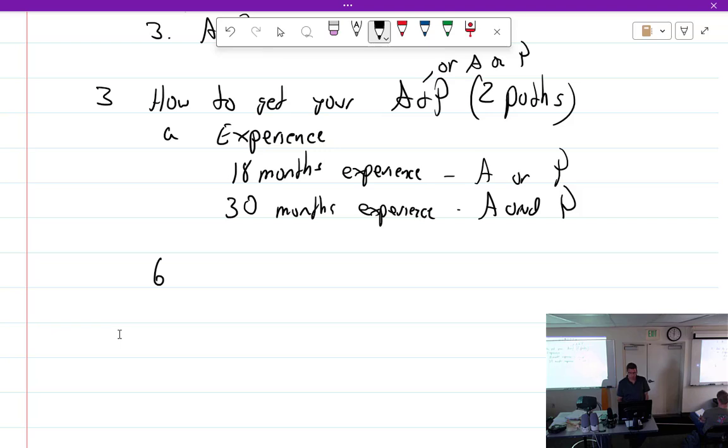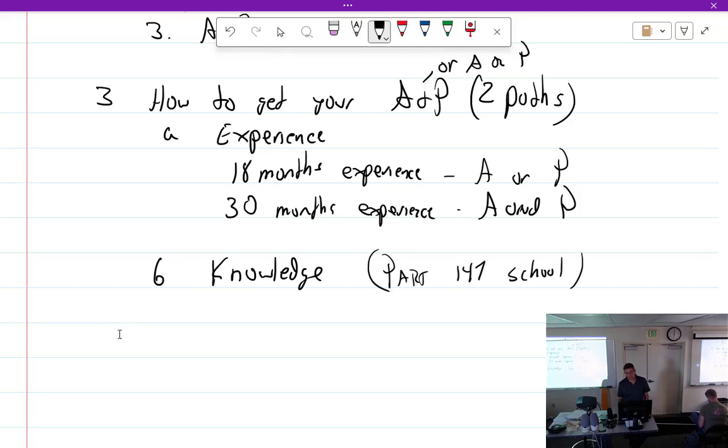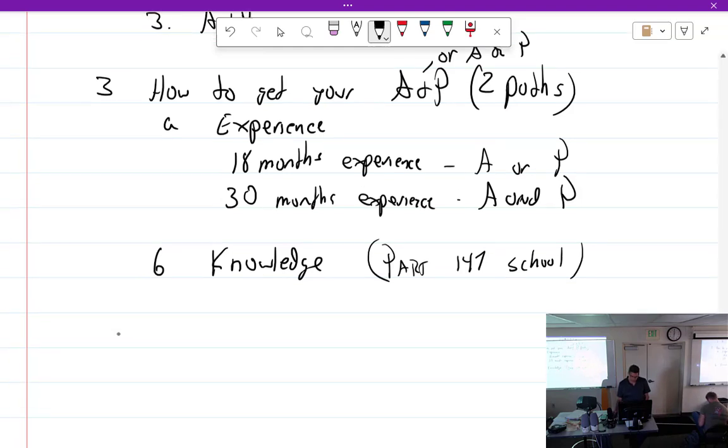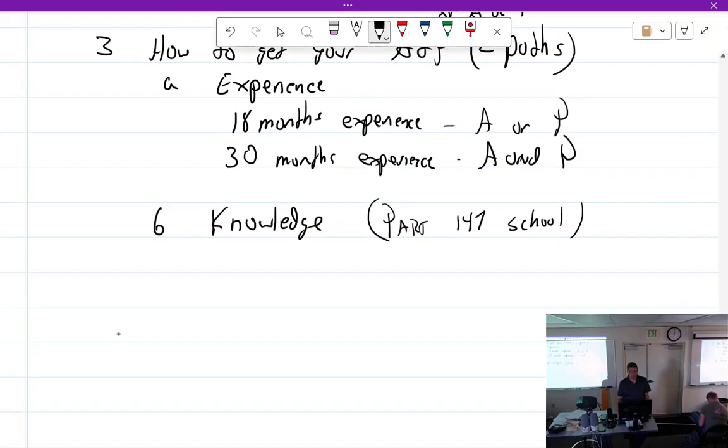Or you can go the knowledge route. That means you must attend an FAA Part 147 school. And I guess there's 200 of them in the United States, based on a conversation I had the other day. So you can go to a Part 147 school, which is 14 CFR Part 147.